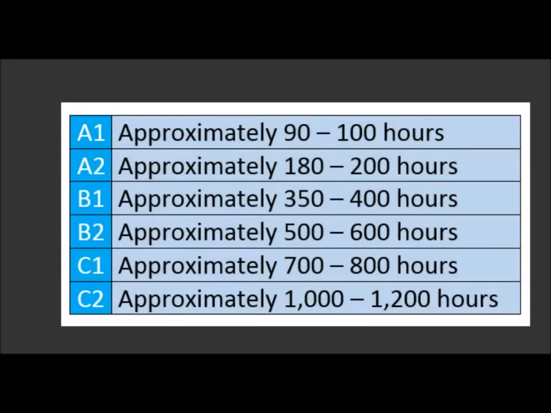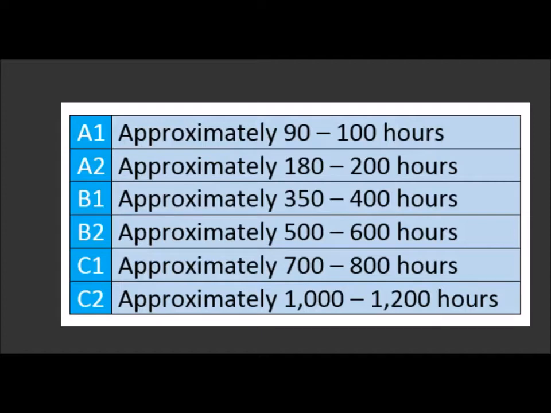What is interesting is research has been done to say how much instruction is needed for a person to move from A1 to A2 to B1 all the way up to C2. And here you can see it's a lot. So, for example, if a person has no knowledge whatsoever of a new language, just to get to the A1 level, which is very, very simple, they need approximately 90 to 100 hours of instruction.